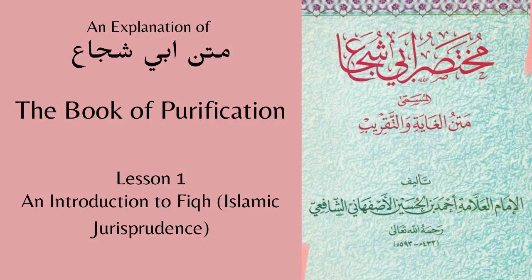And then makruh is something that it's better if you don't do it. You'll get ajr, thawab, if you don't do it. But if you do it, you will not be punished. That's makruh. And haram is something that if you do it, you will be punished. These are called the 5 categories of ahkam, and they're called ahkam taklifiyah.